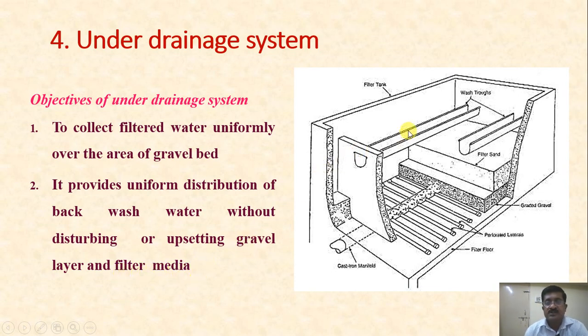Now if you see a pictorial or isometric view of this, this is a cast iron manifold at the center, right? These are the perforated pipes. This is the bottom of this filter. Then these are the various layers. Gravel layer is there, then sand layer is there, and above that you can see the wash water troughs. And this whole thing is full of water.